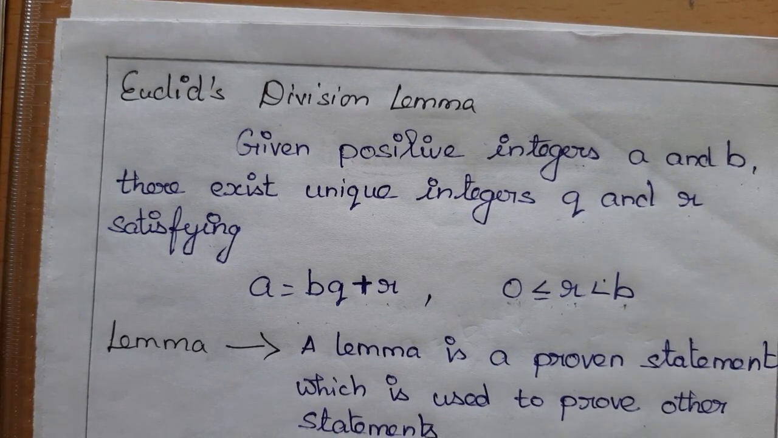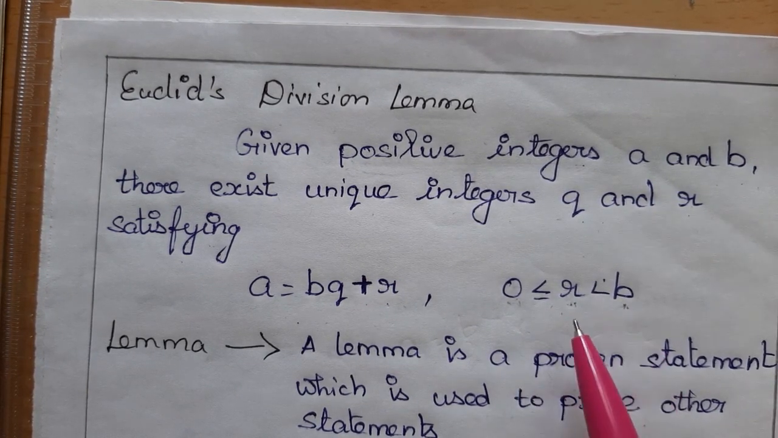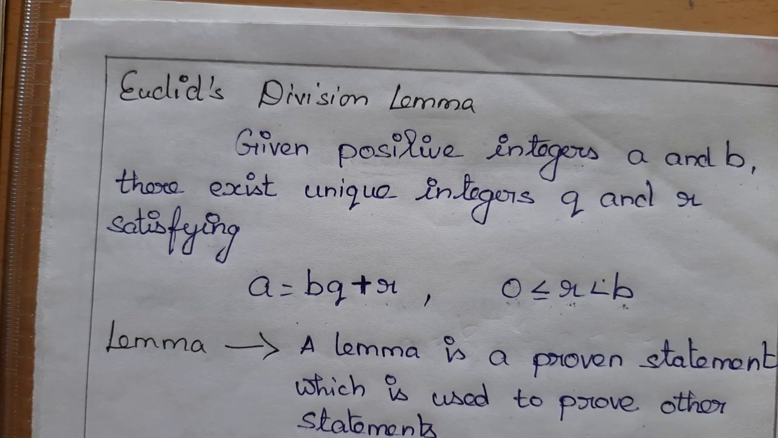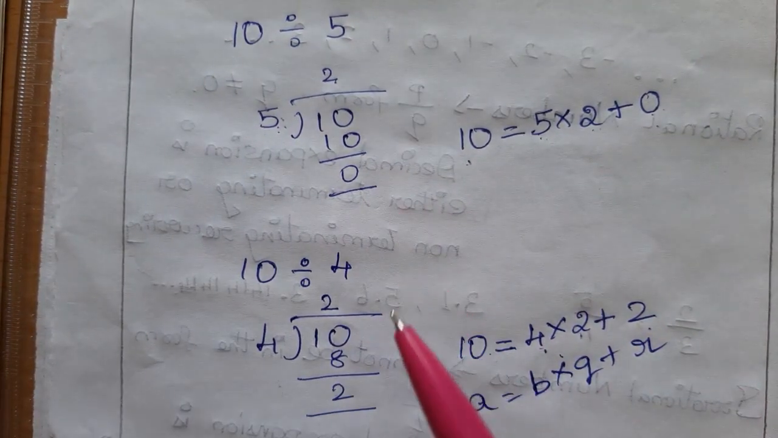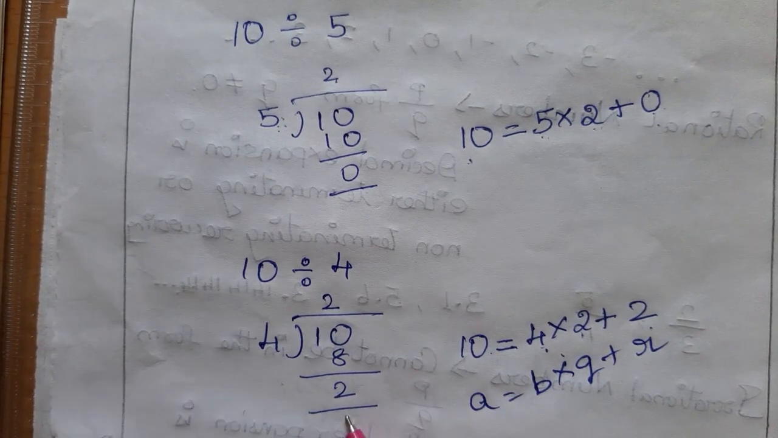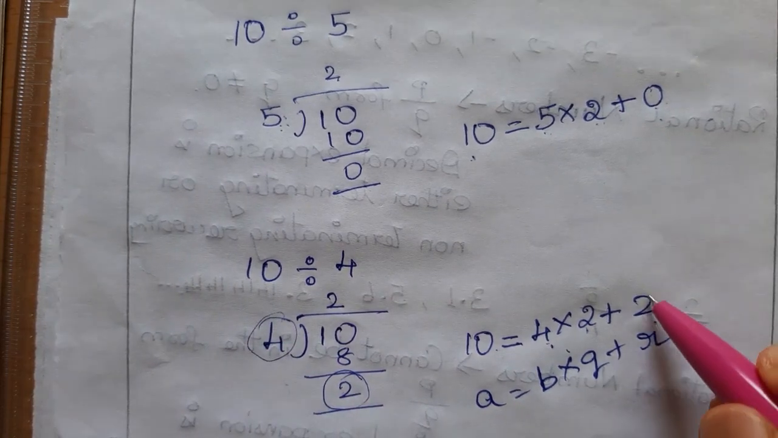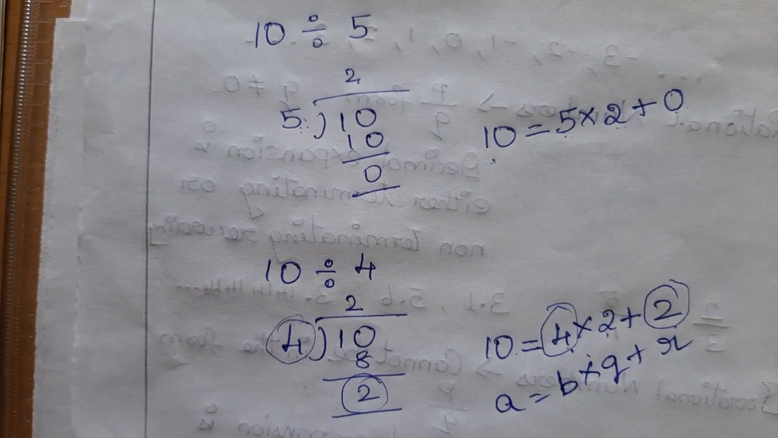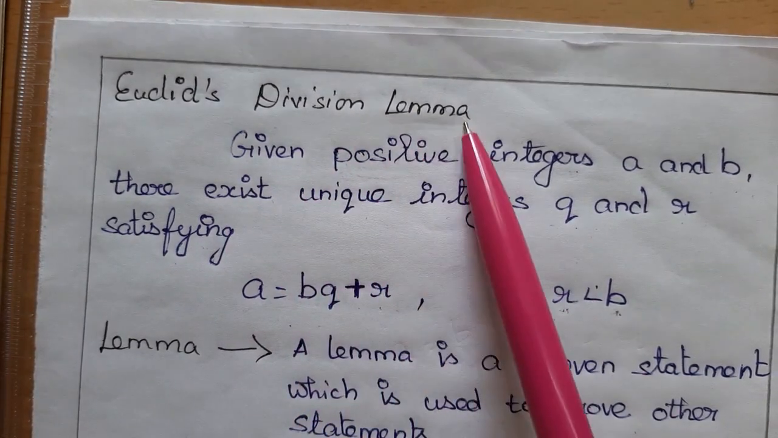Almost it's the same. And here one more condition is given: 0 is less than or equal to r, which is less than b. Yes, the remainder is less than b. It can be 0 also. We have seen an example with remainder 0, right? This example shows a remainder of 0, and this example shows a remainder that is a nonzero integer, but you can see the remainder is less than the divisor. Always it will be strictly less than the divisor. That's what Euclid's division lemma says.